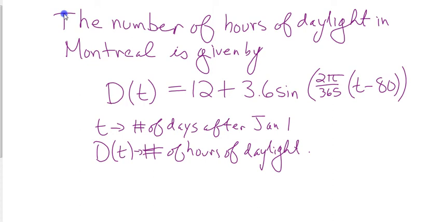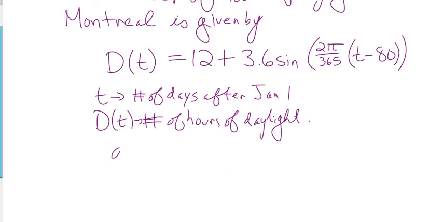All right, so we got this equation. Let's figure out what A, B, C, and D are. So, what's A? 3.6. What's B?